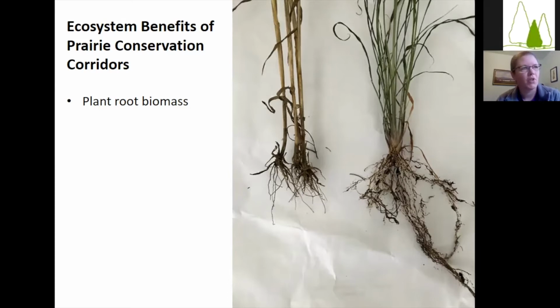structure. So this is a photo of a corn seedling and a big bluestem seedling. And you see that the root structure, even in these two seedlings, is just very different. So corn is on the left and big bluestem is on the right. And you see this root structure for big bluestem is much more extensive than the root structure for corn.